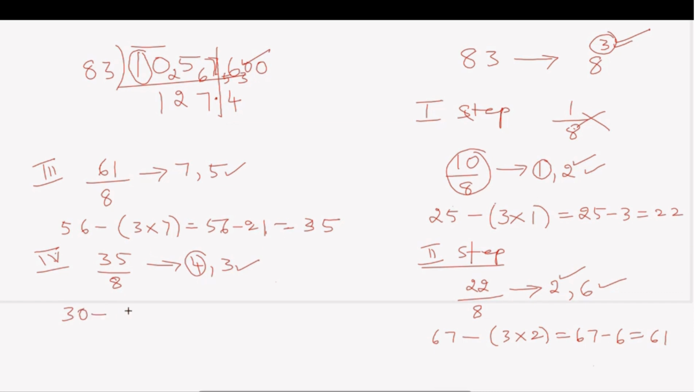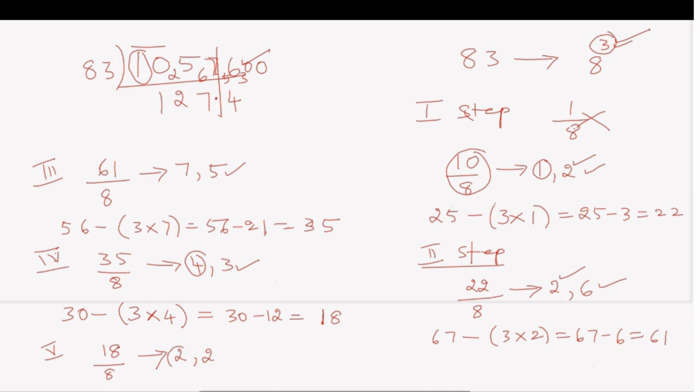Take 30, the new number of the dividend. Similarly, subtract the product of the index and the digit 4 of the quotient. 30 minus 12, we get 18. In step 5, take 18 and divide by 8. The nearest product to 18 when you multiply with 8 is 16. We get it by multiplying 8 with 2.